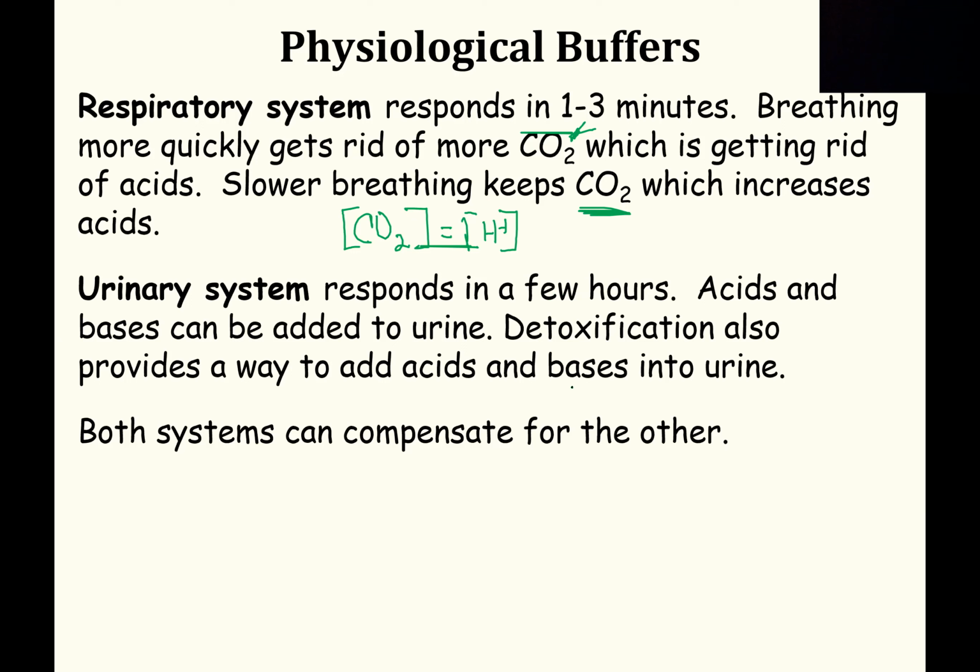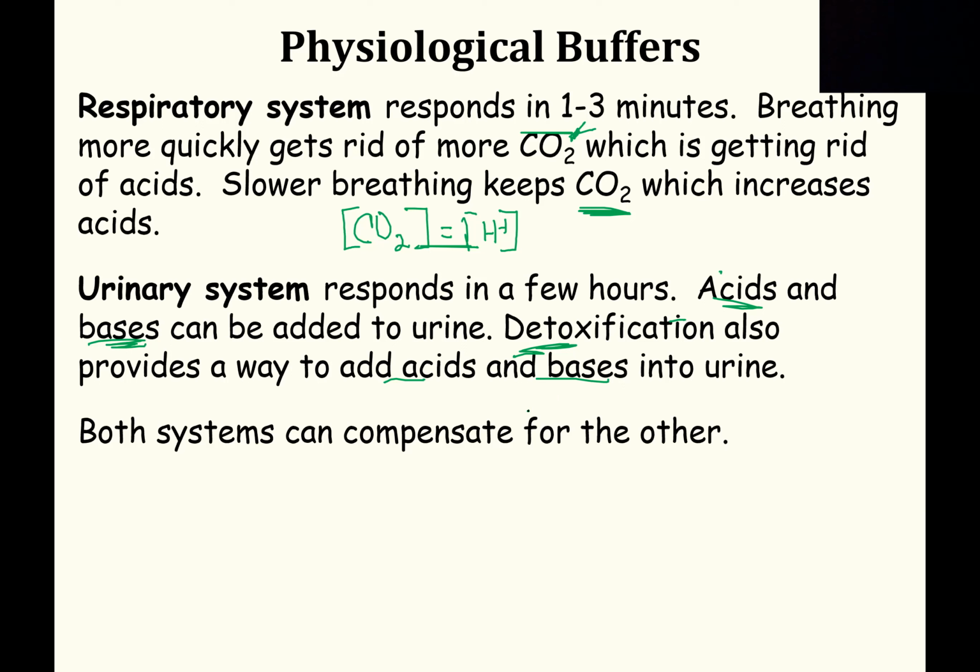Urinary system, it's going to take longer, a few hours. You can add acids and bases into urine to get rid of them. Urinary system is also a detoxifier. So the kidneys also detoxify substances. So that way you can make them more acidic or more basic and dump them into urine. Both systems can compensate for each other. So we talk about urinary compensation and respiratory compensation.